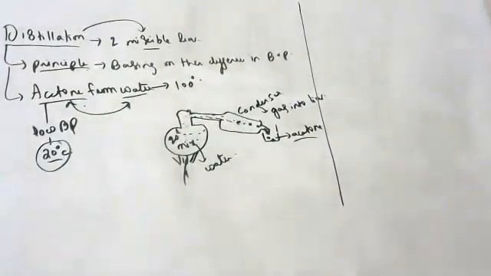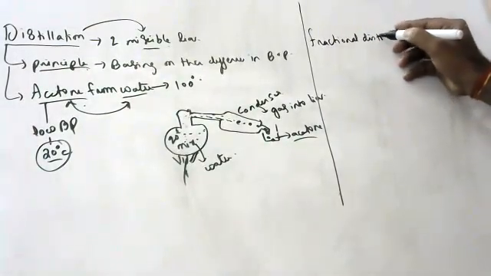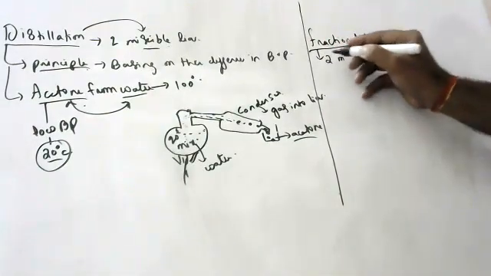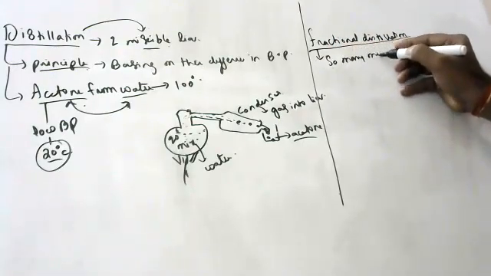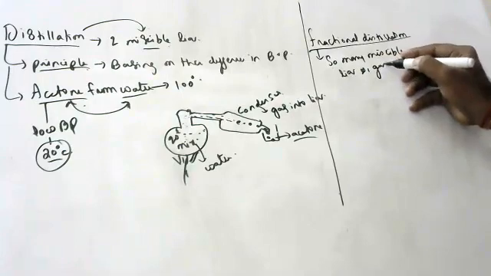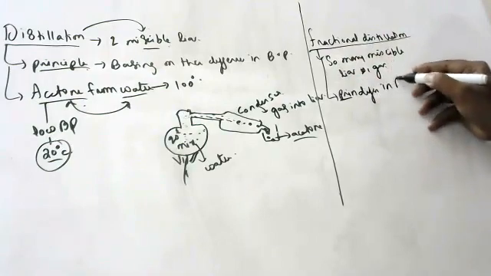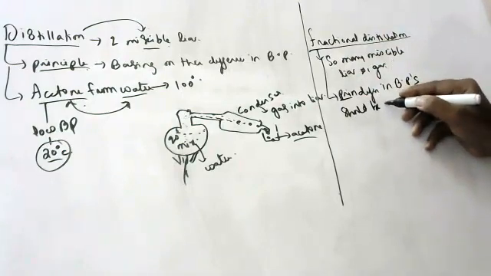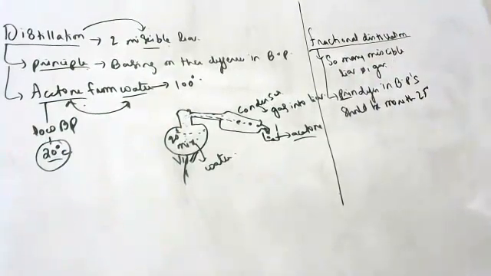Fractional distillation. Do you know what is fractional distillation, children? Children, fractional distillation is also the same. It is used to separate so many miscible liquids, or so many miscible liquids or gases. Okay, but what is the principle, children? Same: difference in boiling point. The difference in boiling points should be more than 25 degrees.